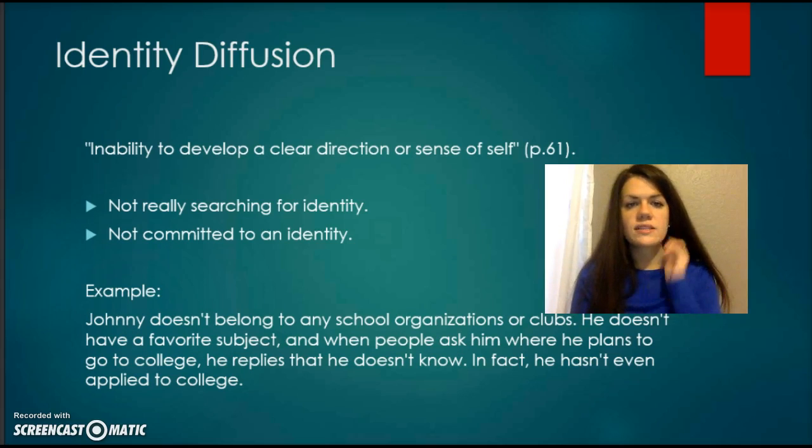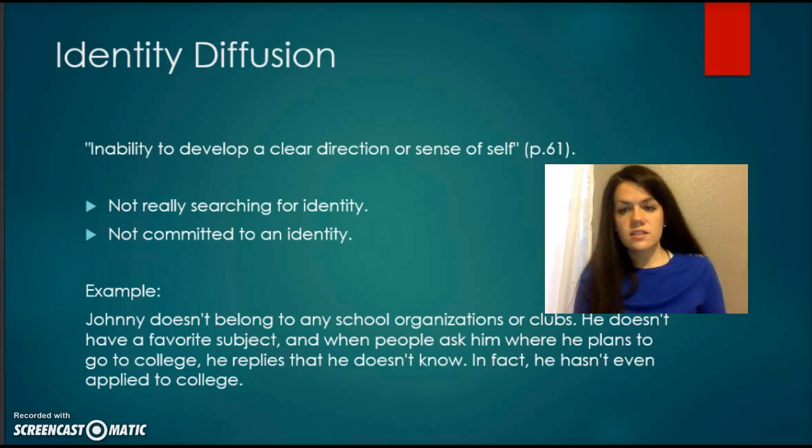The next status is identity diffusion. According to our text, this is the inability to develop a clear direction or sense of self. These individuals aren't searching for an identity, just like those in foreclosure didn't seek, but the difference is they don't have one either. So they're not searching and they don't have an identity.